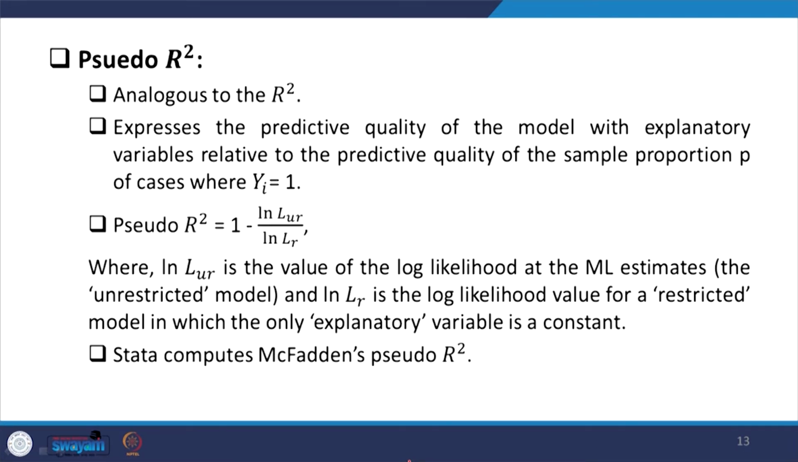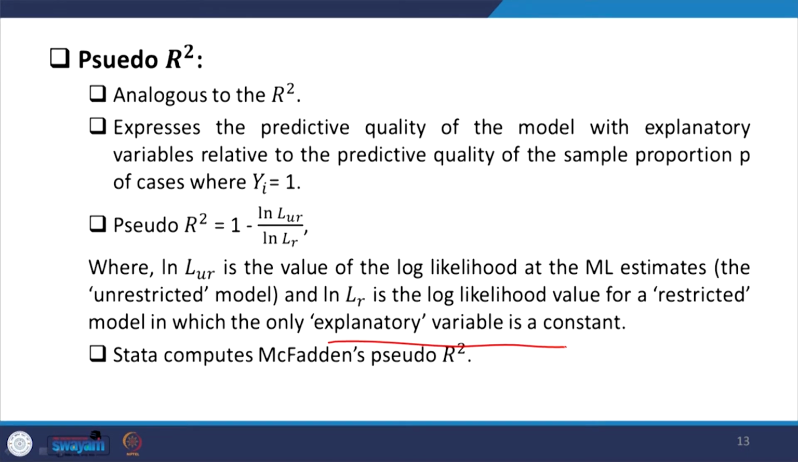So, LUR is the value of the log likelihood at the ML estimates, that is the unrestricted model, and LR is the log likelihood value of a restricted model in which the only explanatory variable is a constant. Okay. So that is important, you can take a note of it.